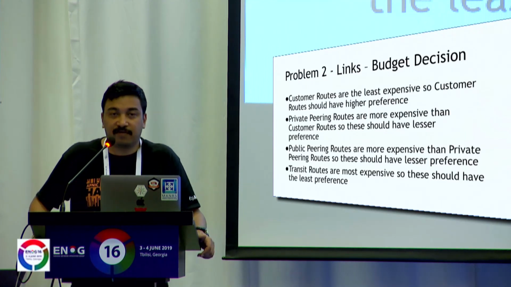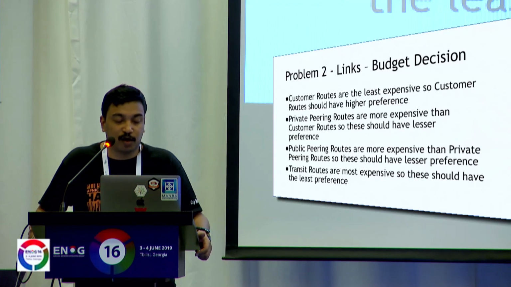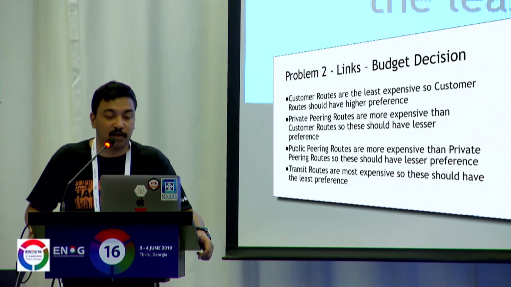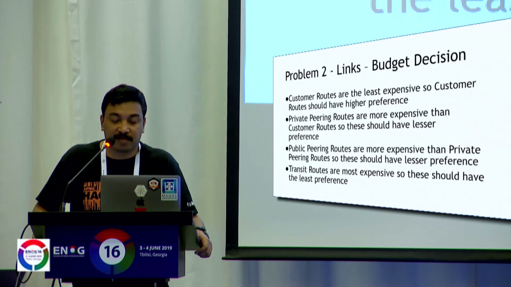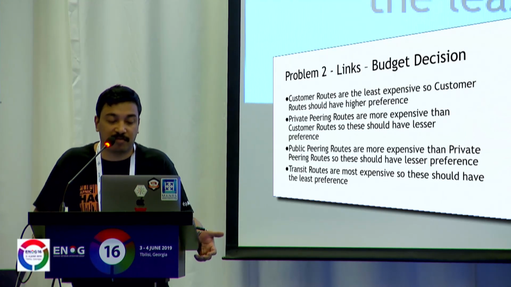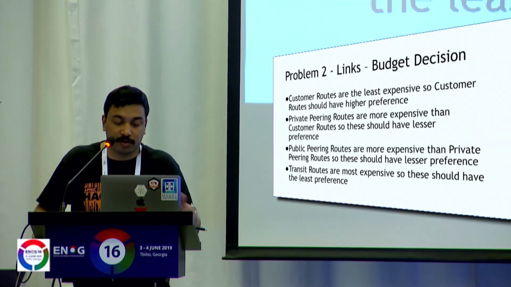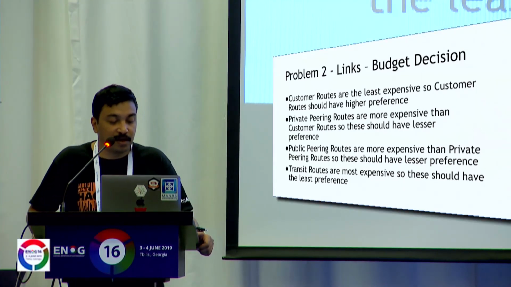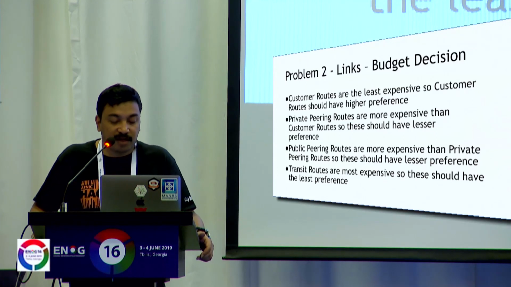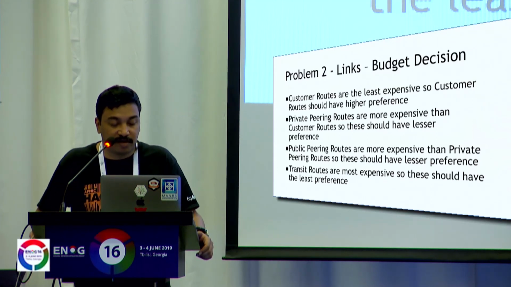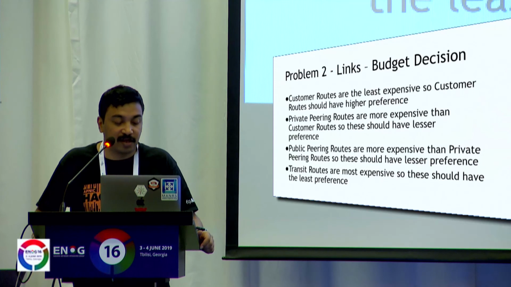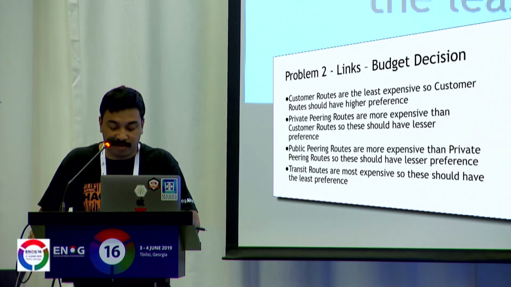So you must figure out a budget decision, and you must calculate it before designing your network. Customer routes are the least expensive, so customer routes should have higher preferences. Then private peering routes are more expensive than customer routes, so these should have lesser preferences. Public peering routes are more expensive than private peering routes, so they should have lesser preferences. Then the transit routes are the most expensive, so these must have the least preferences.